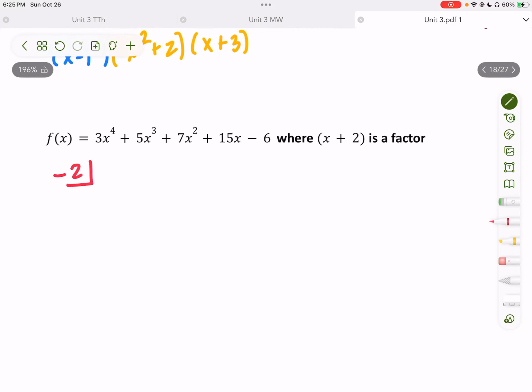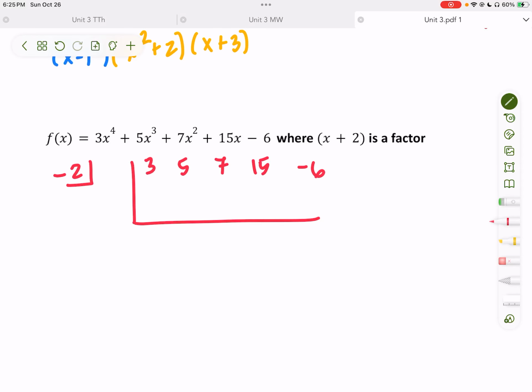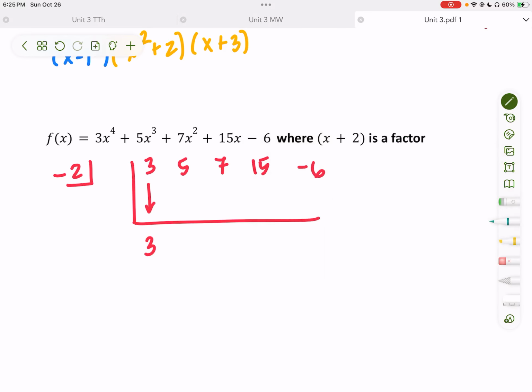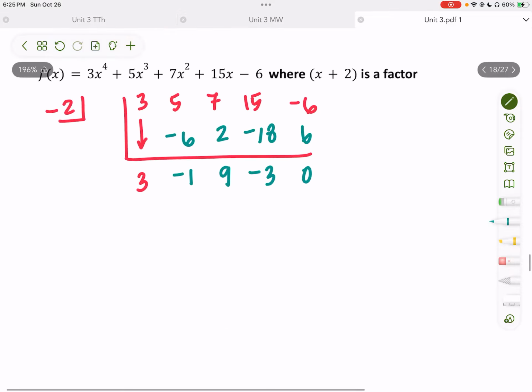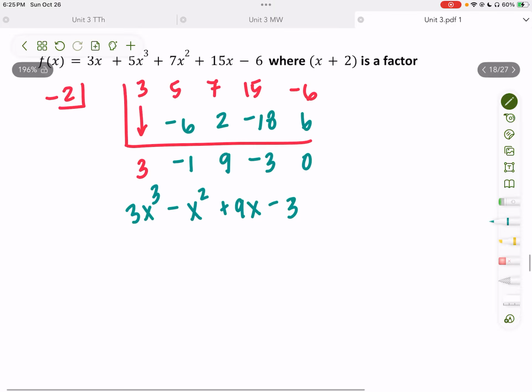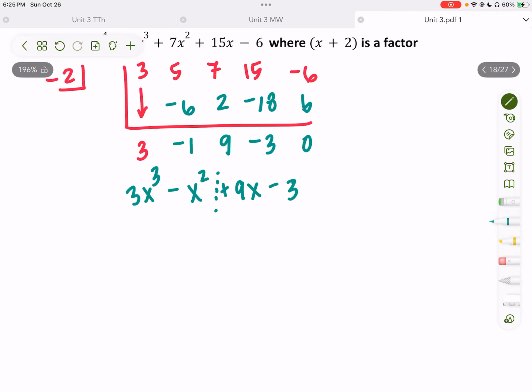One more time. 3, 5, 7, 15, and negative 6. Bring down the first term and multiply, do the math, multiply, do the math, multiply, do the math. We're going to have 3x cubed minus x squared plus 9x minus 3. Again, factorable by grouping. I'm always going to try to give you stuff that's factorable by grouping. Otherwise, you kind of end up in a little bit of a pickle.